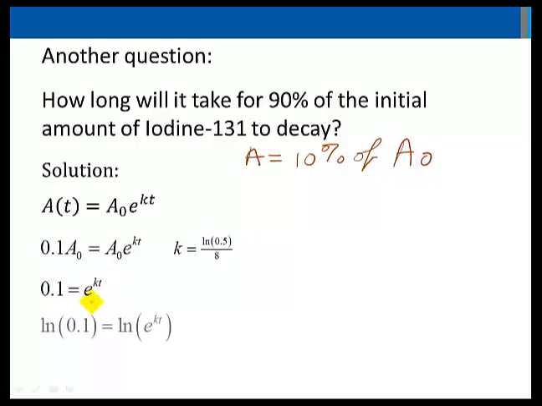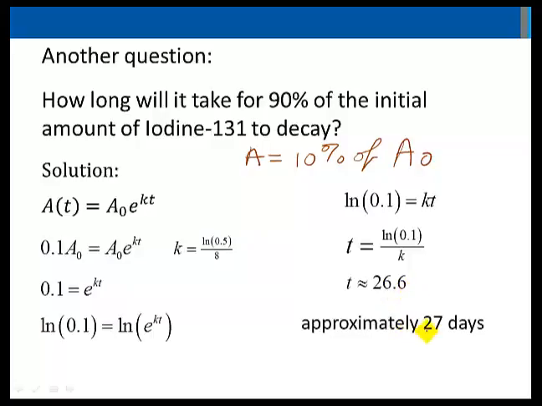Take the natural log of each side, giving me the natural log of 0.1 equals the natural log of e raised to the power kt. The natural log of e raised to the power kt is kt. So I have the natural log of 0.1 equals kt. If I divide through by k, I have t is equal to the natural log of 0.1 over k, and I know what k is, so I can plug this into a calculator and find that t is approximately equal to 26.6, or approximately 27 days, is the time for 90% of the initial amount of iodine-131 to decay.